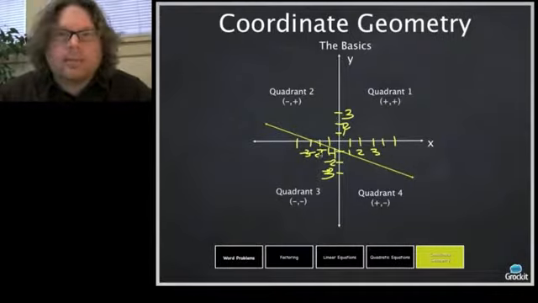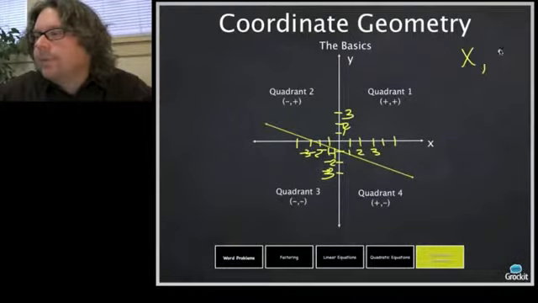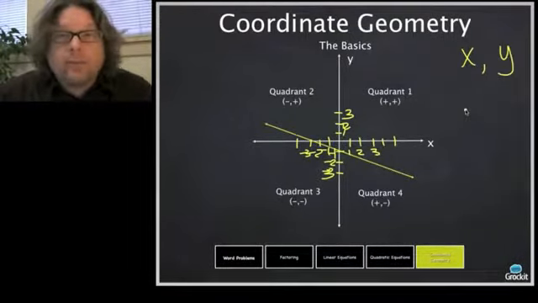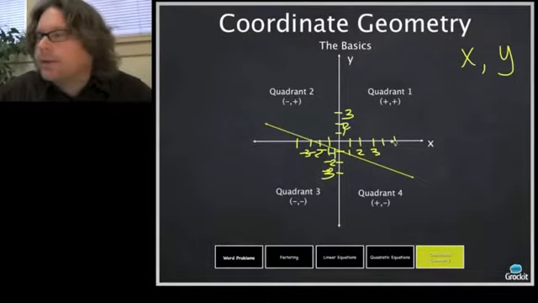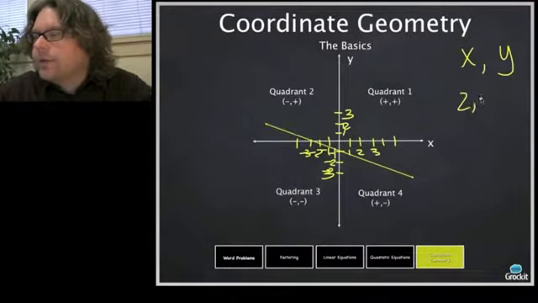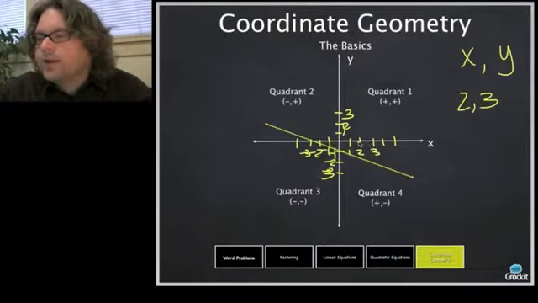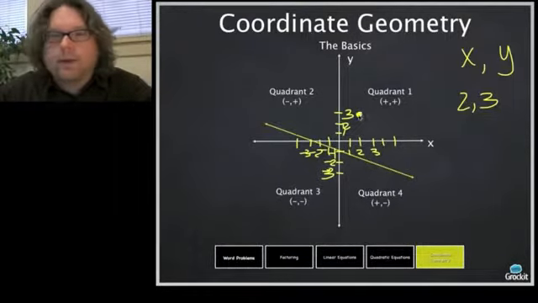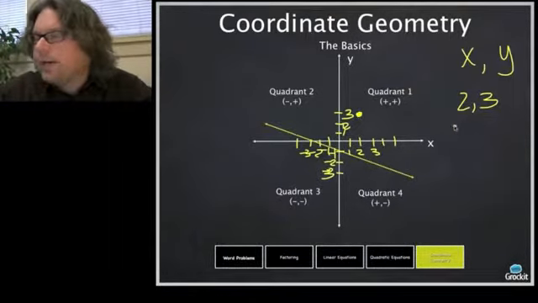So each point on this plane is given 2 values. It's given an x value and a y value, and that describes exactly where that point is. So if you had a point 2, 3, you move 2 on the x-axis and then 3 on the y-axis, and it's there. If you had a negative 2 and 3, you do the x-axis first, always. The x value is always the first one. They're usually in parentheses, too.